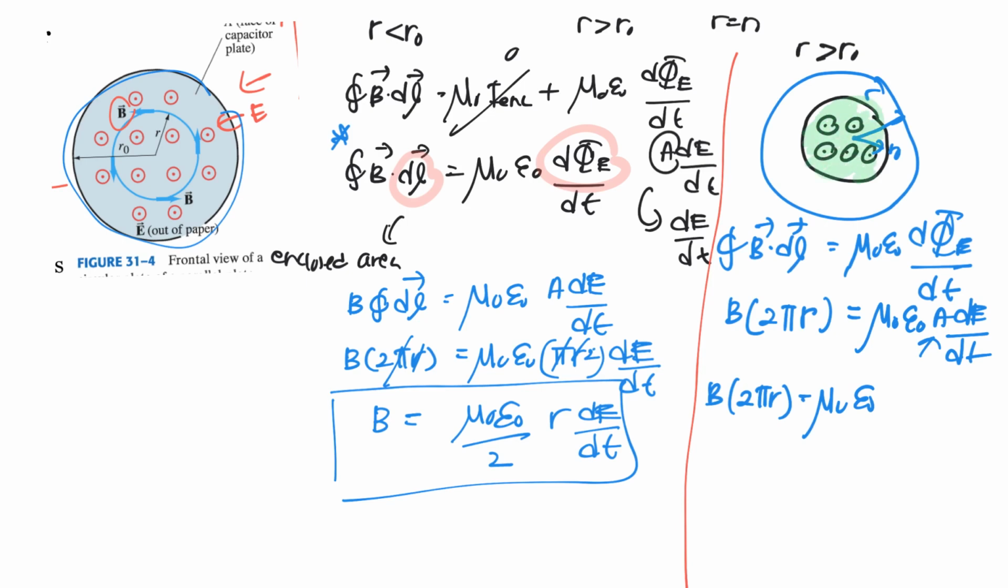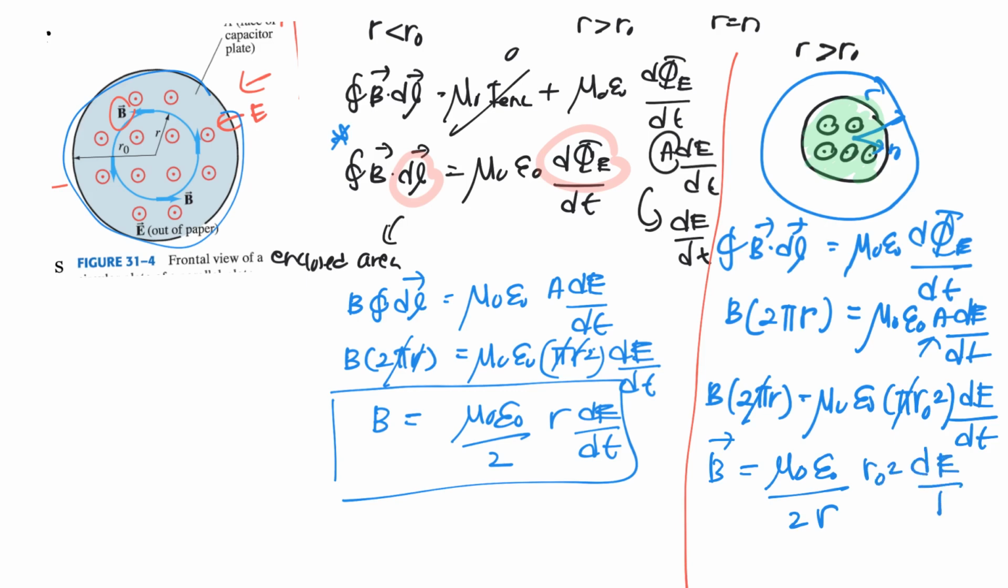Okay, which is up until R naught. So here your formula is going to be pi R naught square dE over dt. Okay, so pi can be cancelled out, so you are going to get your induced magnetic field is mu naught epsilon naught over 2 R naught square dE over dt.